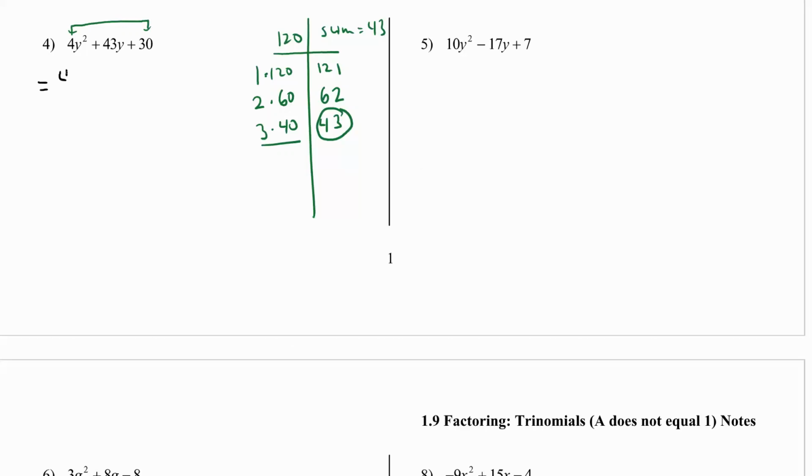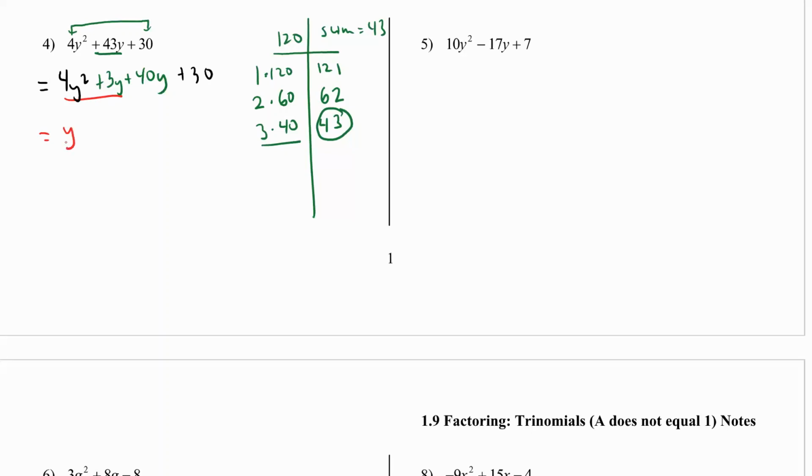So we have 4y squared. Now instead of 43y, we're going to write 3y plus 40y. It doesn't matter which one we write first. And then plus 30. You can see 3y plus 40y is 43y, so that doesn't change anything. Now that we have 4 terms, we can go ahead and do GCF 3 times, using the grouping method.